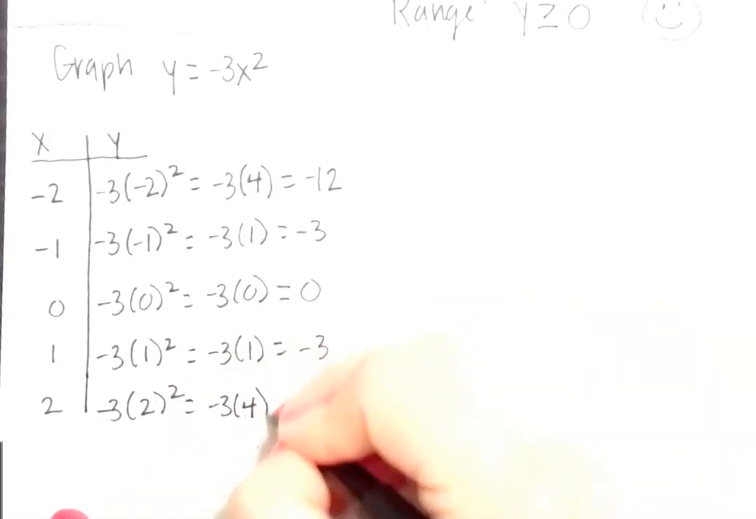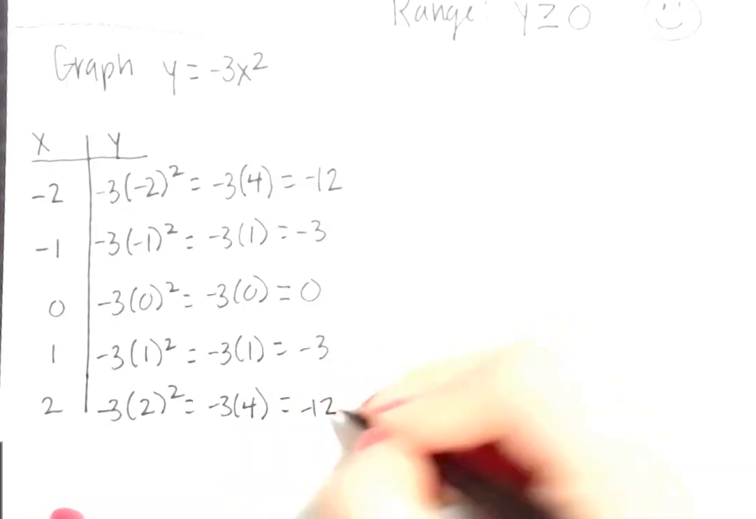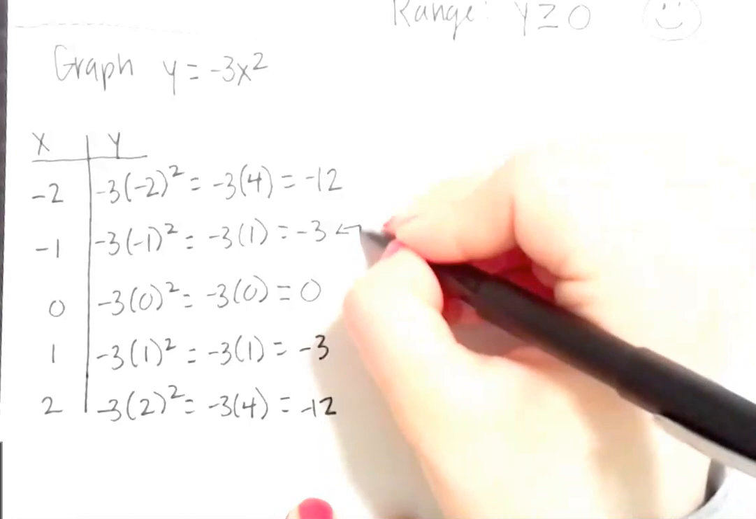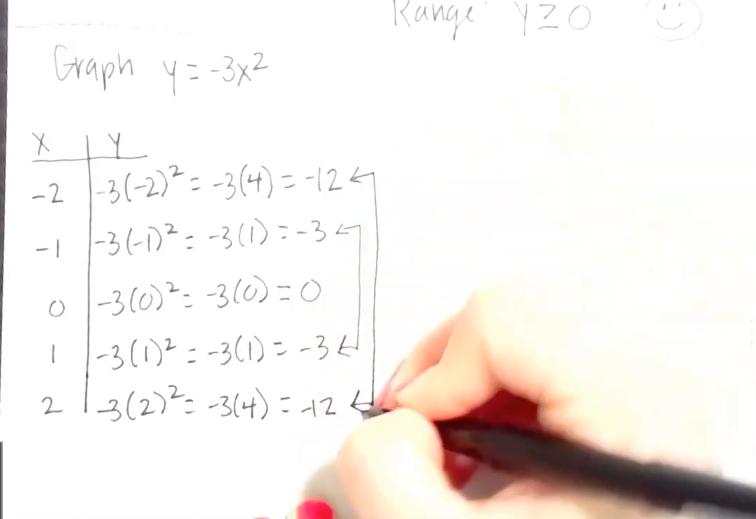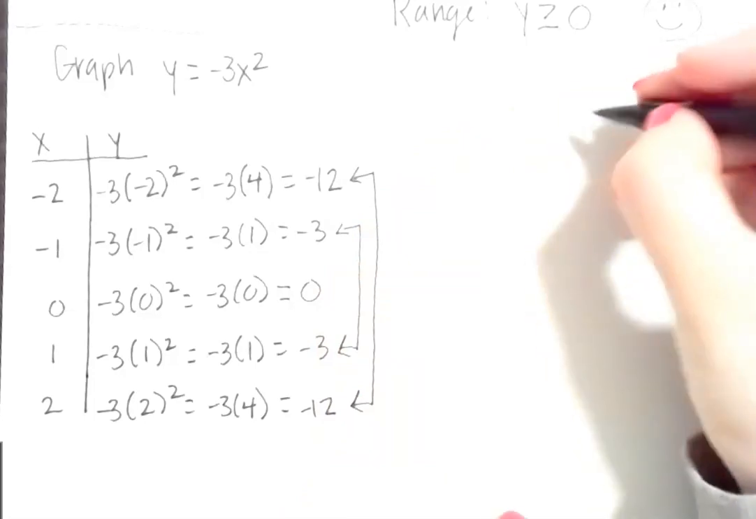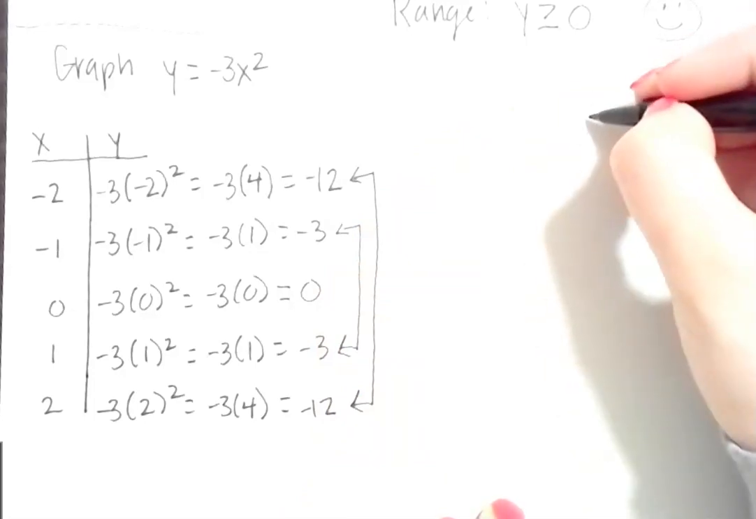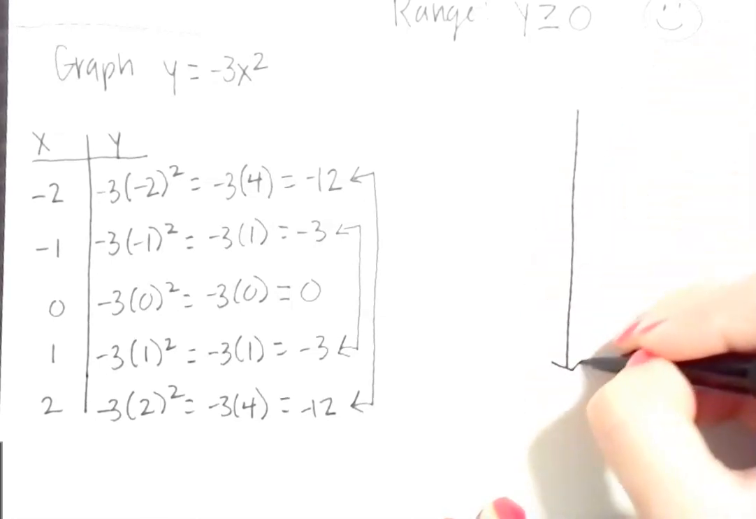I lied. 2 squared is just 4. Negative 3 times 4 is negative 12. Okay, let's check ourselves. Match, we're good. Match, we're good. So we are okay. Now, since you have to hand graph these, it kind of helps if you look at what our numbers are and what's happening.